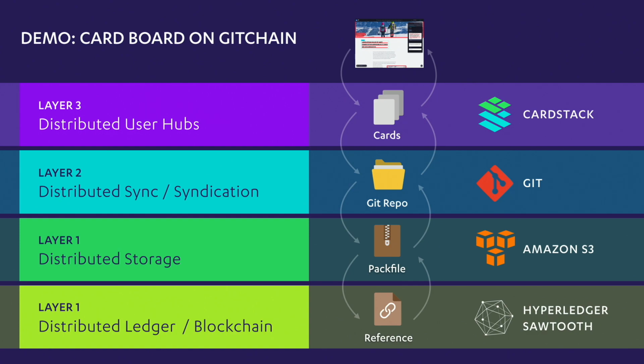Those items within the Git repository become cards in the data model in the user hub, which is like an application server, and that essentially runs the UI. So we're going to show you how that works.